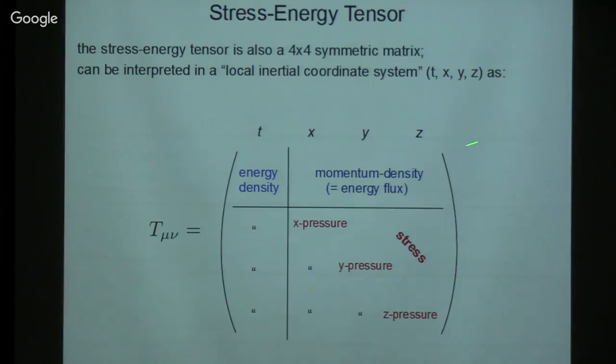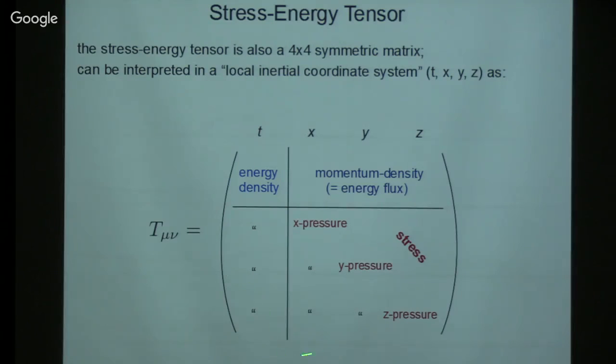Then the off-diagonal terms, because it's symmetric, you can actually interpret in two different ways. You can think of it either as the density of the x, y, or z momentum components, or you can think of it as the flux, the flow of energy along the x, y, or z direction. But then you can also think about the flow of the space momentum in a space direction. The diagonal terms of this matrix have a name that you've probably heard, which is pressure. And if they're negatives, then we call it tension.